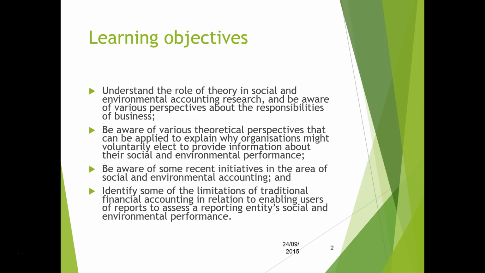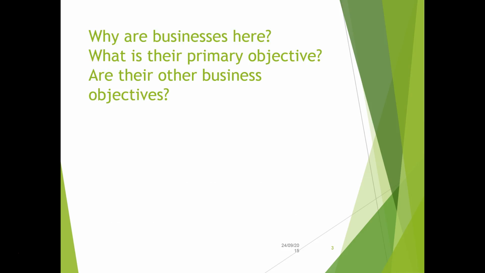Point 4 is important: identify some of the limitations of traditional financial accounting in relation to enabling users of reports to assess a reporting entity's social and environmental performance. And I think it's easy to agree that economic, conventional financial accounting reporting basically ignores a lot of the social and environmental factors which are important for investors, for other businesses, suppliers, for the environment, for all other stakeholders.